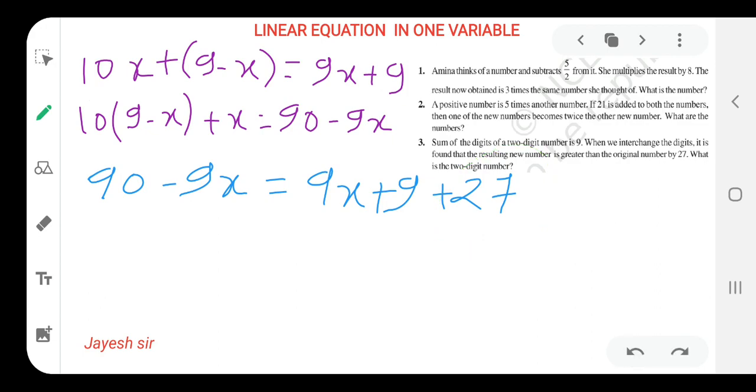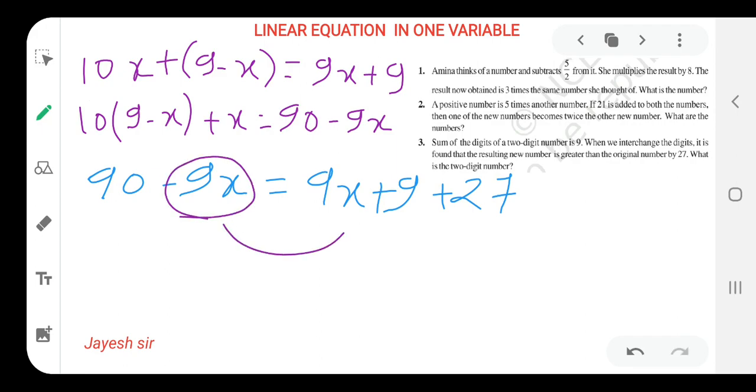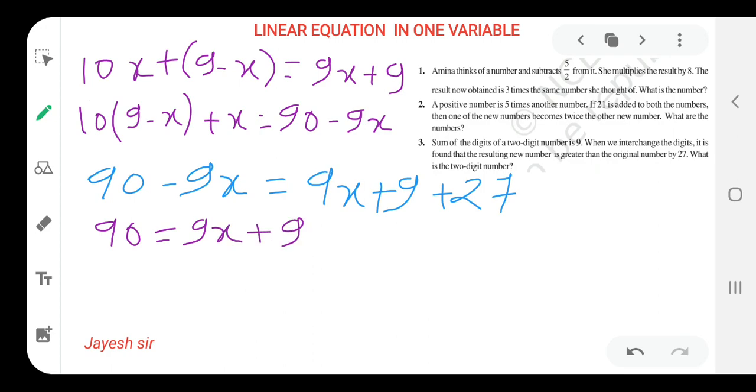Yes friends, that thing I have done over here. So let's solve the equation and find the answer. What we can do is 90 minus 9x and 9x plus 9. The x term should be on one side and the other term on the left-hand side. Minus 9x, after going that side, will become plus 9x as per the transposition theorem, as we all know. So 90 equals 9x plus 9x plus 9 and 27, which is 36.